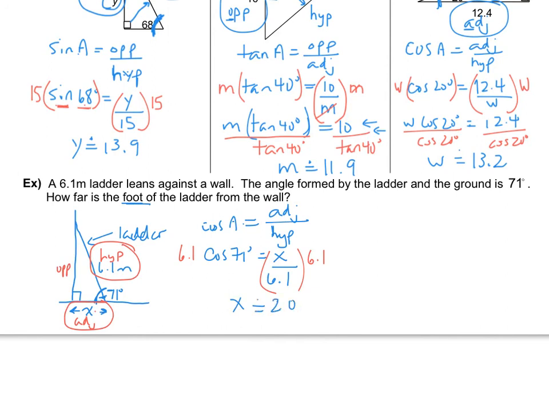So the foot of the ladder is about 2 meters from the base of the wall. So I finalized that with a therefore statement. So hopefully that makes sense. That's a review of how to use our trig from last year. There are some more examples on the next page, but I'll save that for the next video.